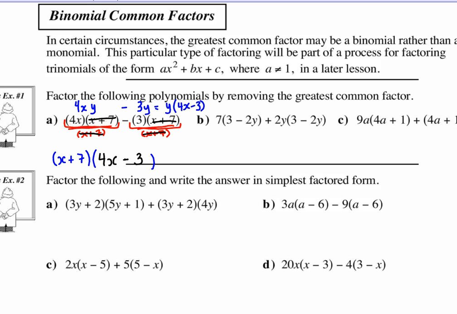Okay? So it's weird. I know it's weird. So let's try another one. It is a little confusing. The x plus 7, because that was my GCF, so I divided each by x plus 7 to figure out what's left over. Yeah, it's in front of the brackets.